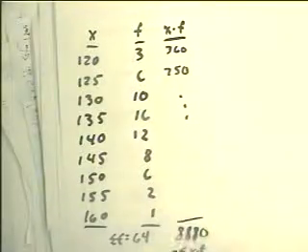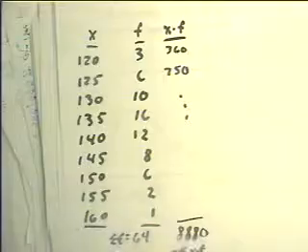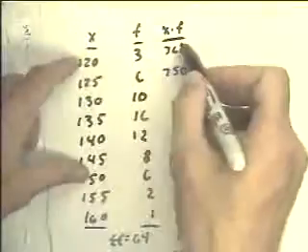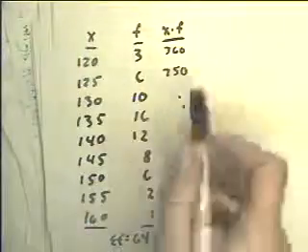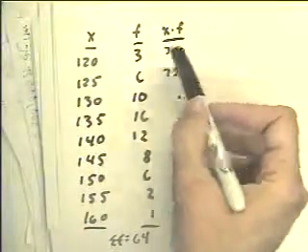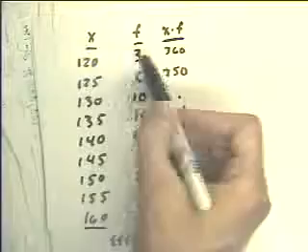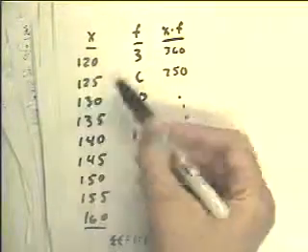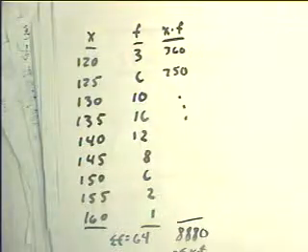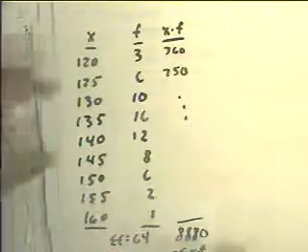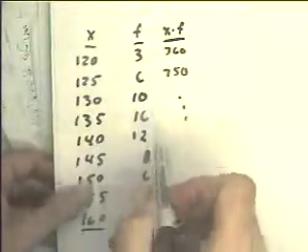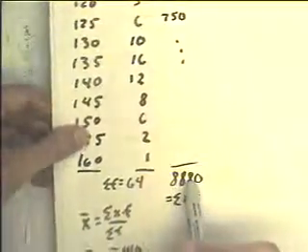Here's the frequency distribution that we looked at earlier. You recall the meaning of all these numbers. These are the frequencies times the x. 3 occurrences of 120 adds up to 360. 6 occurrences of 125 adds up to 750, and so on. When we add up all the actual numbers, we get 8,880.